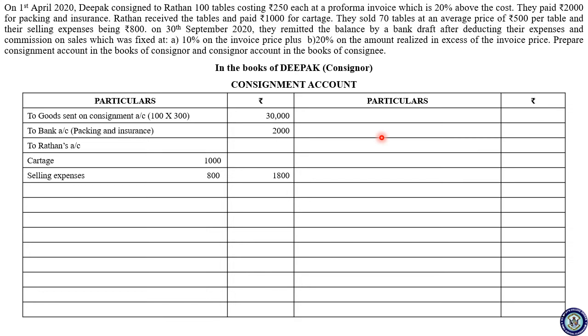Next, he sold 70 tables at an average price of 500 per table. So my sale is 70 into 500. 70 tables were sold at 500 per table. So to Ratan's account, that is sales, 70 into 500.